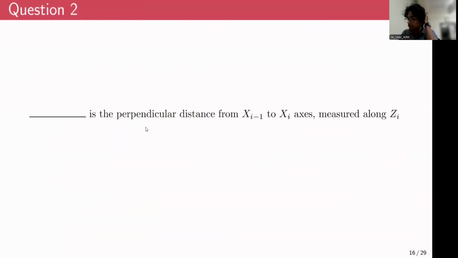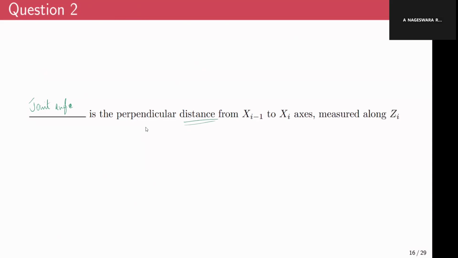Moving on to question 2. A parameter is perpendicular to xi minus 1 and xi measured along zi. What is this parameter out of these DH parameters? Is that joint angle? Yes, this is exactly what we have just discussed. Joint angle is the... no, sorry, it's the distance, right? How can it be an angle?